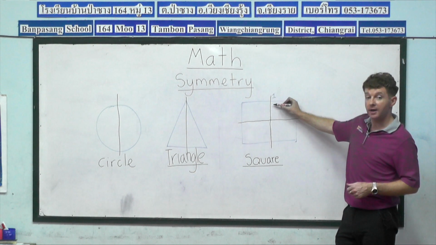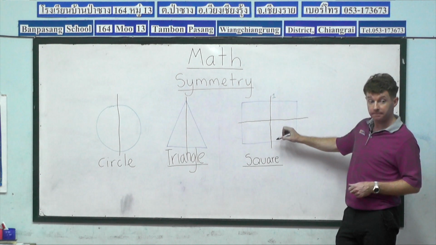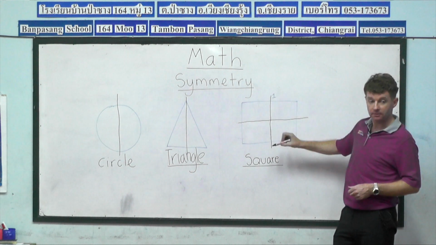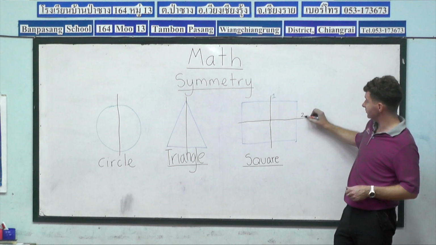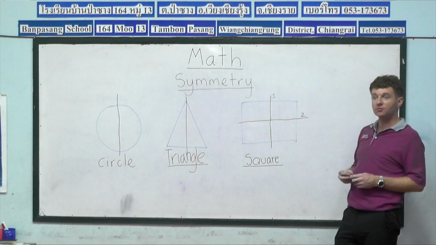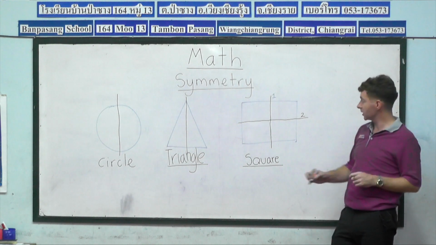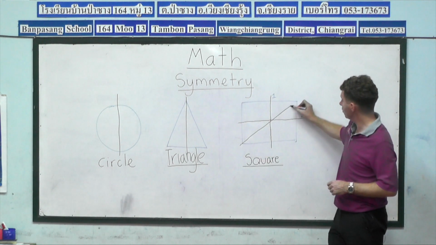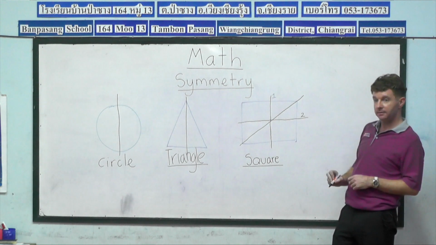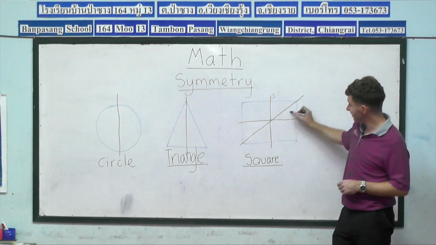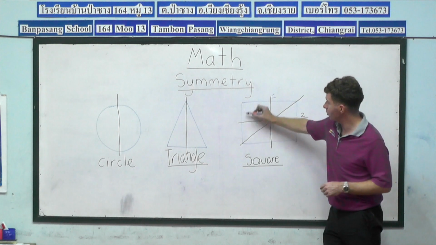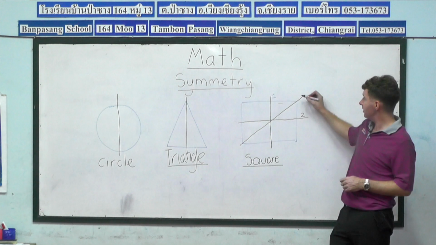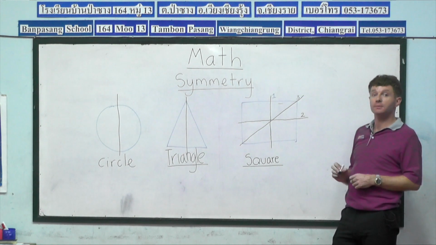Does the top of the square and the bottom of the square look the same? Yes, you can see they're still identical. So far we can say a square has two lines of symmetry. But then we can go further. We can take a line from the corner here and draw it all the way through to here. And we can see that this side of the square will still look identical to this side of the square. So far, three lines of symmetry.